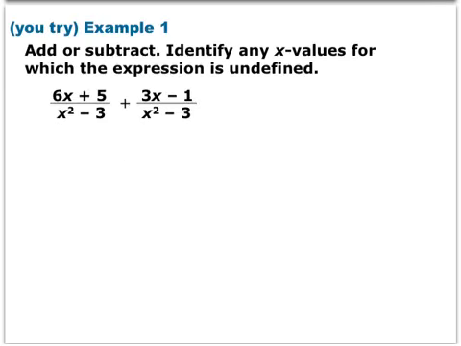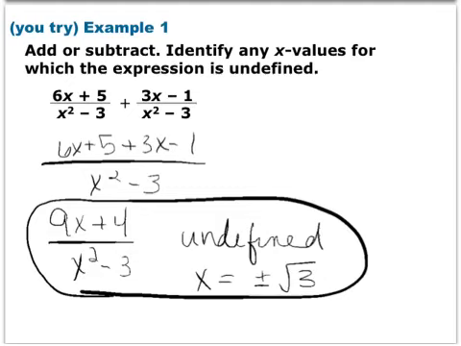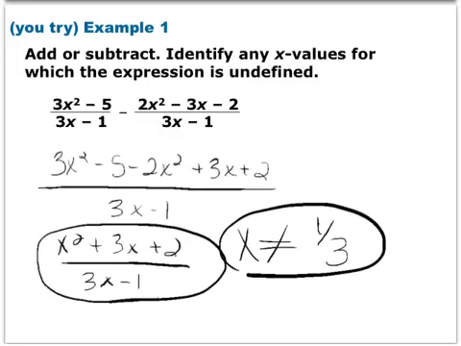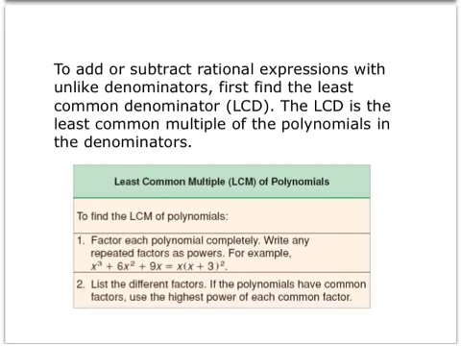Again, add or subtract. You try this one, push pause. There we go. Look at that and push play. Another one, push pause and try on your own. And there we go. Let's move on.